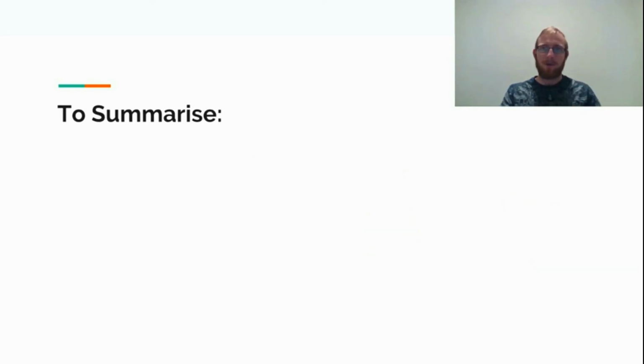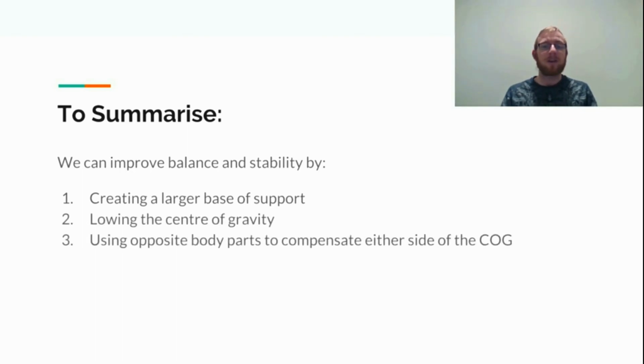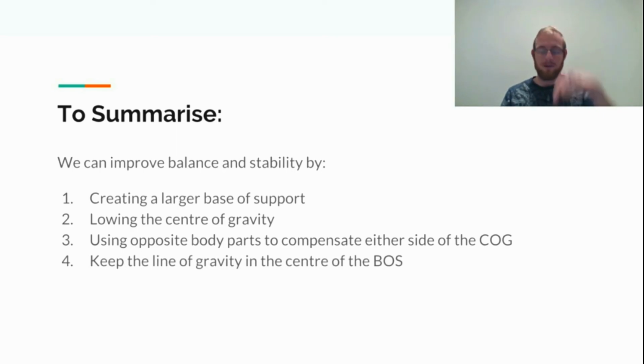So to summarize, we can improve our balance and stability in the following four ways: creating a larger base of support, lowering the center of gravity, using opposite body parts to compensate for movements either side of the center of gravity, and keeping the line of gravity going straight down through the middle of our base of support.